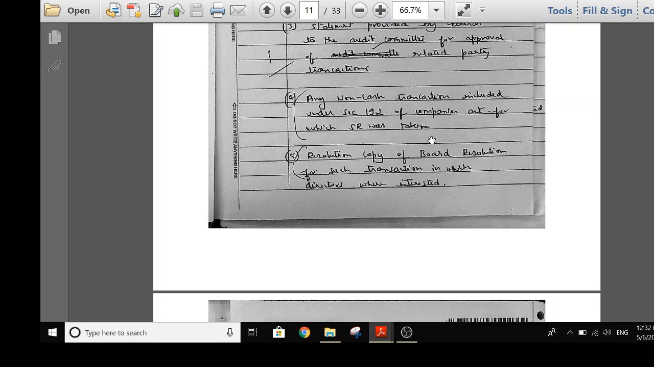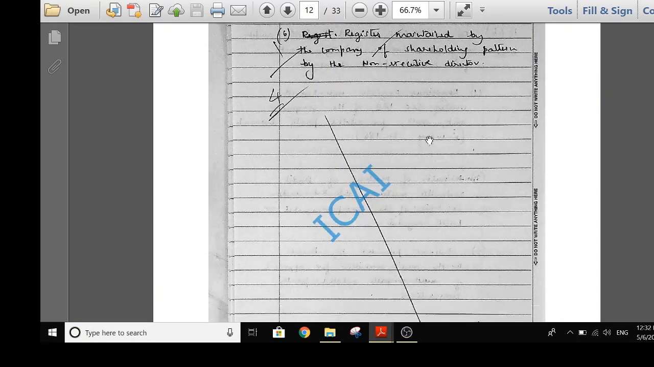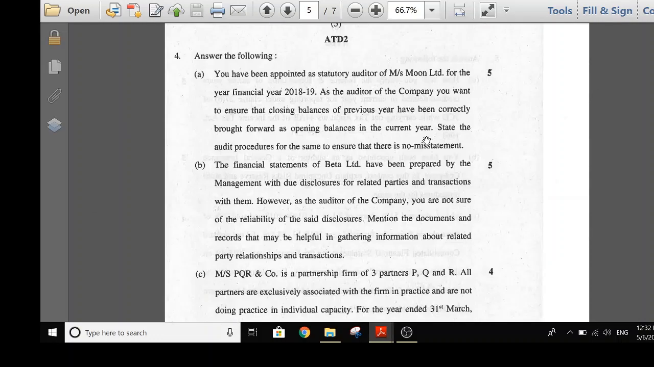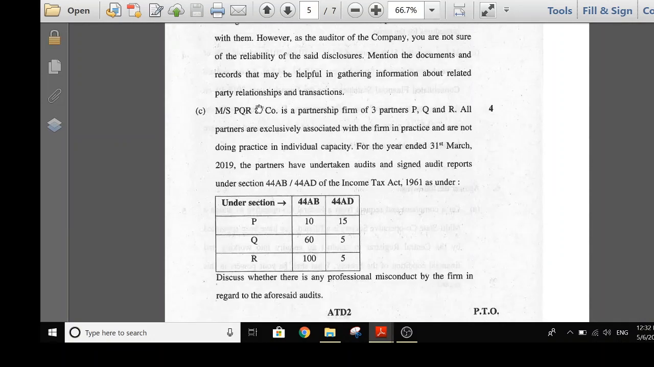LODR details. LODR you can check. Okay, there also I got full marks, 4 marks. Next one spoke about 4C.